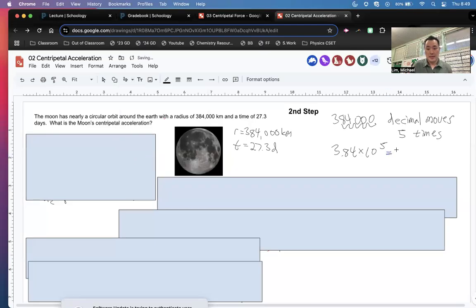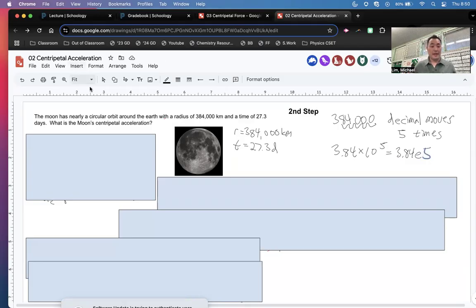So this is the same thing as 3.84 E5. And I'm going to go even more lazy and write a lowercase e. So much faster than a capital E. So these two are the same. In fact, these three are the same values.